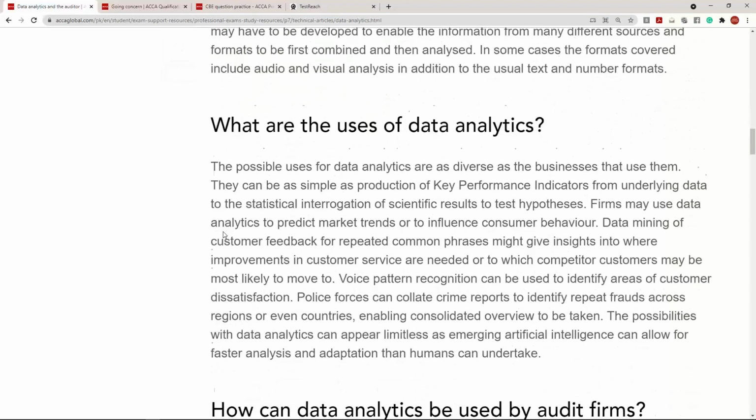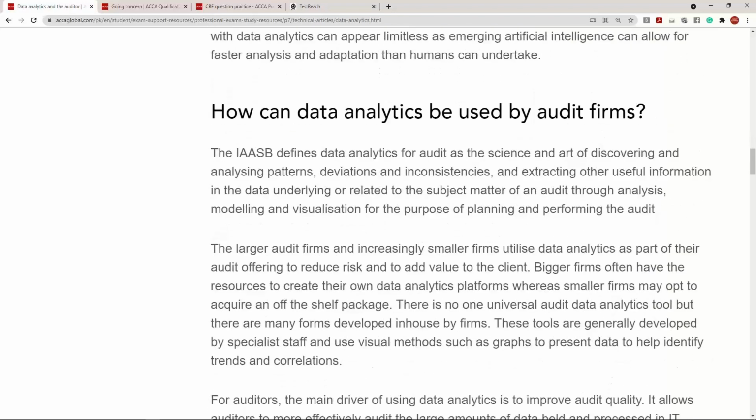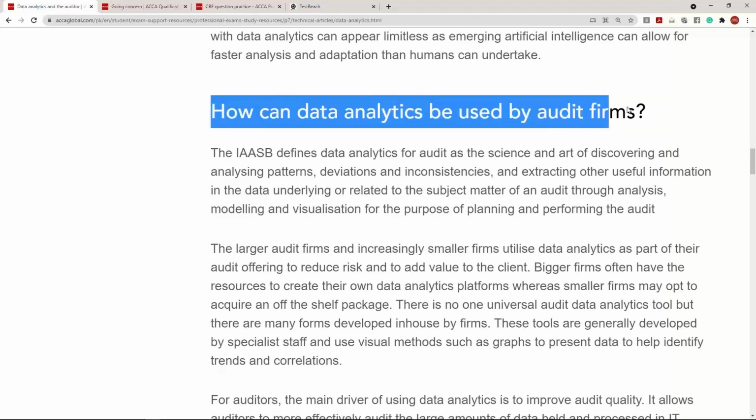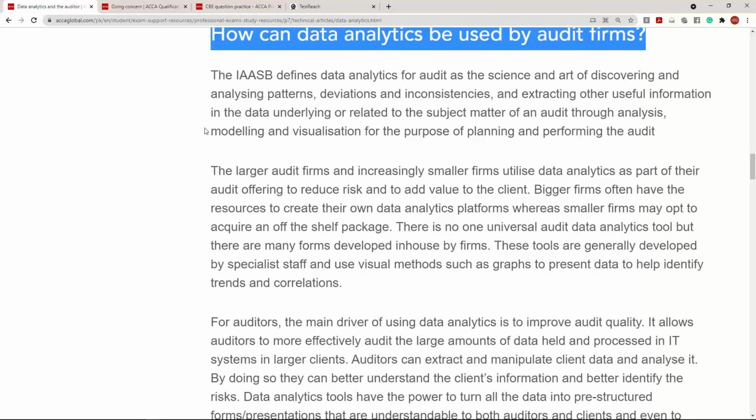You go down, it tells you what are the uses of data analytics. And one of the uses of data analytics is how you study the financial statements and how the financial statements are converted into a dashboard. You read it out yourself. How can data analytics be used by the audit firm? I just give you a glimpse of how data analytics can be used by the audit firm in terms of risk assessment, in terms of interpreting the results, evaluating the results. See, it is given over here.